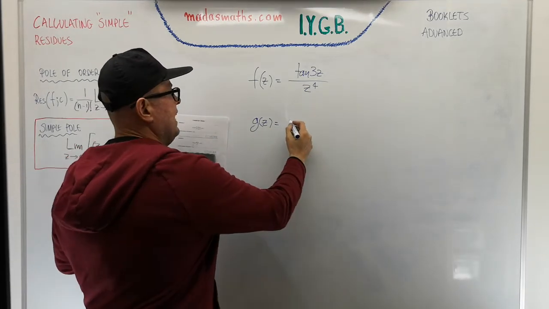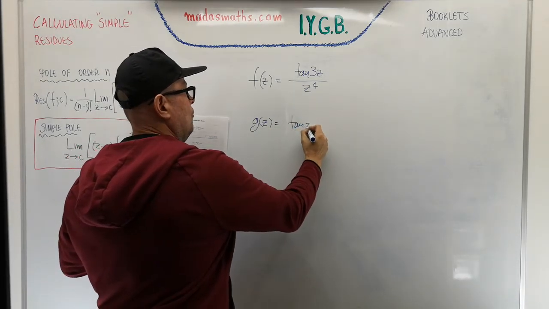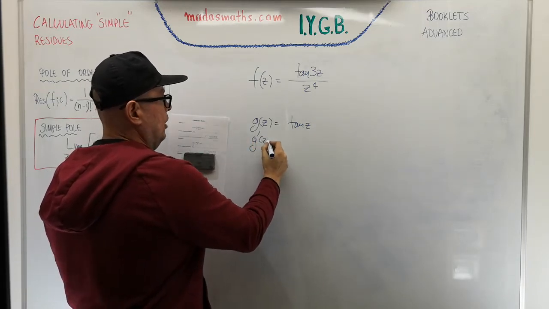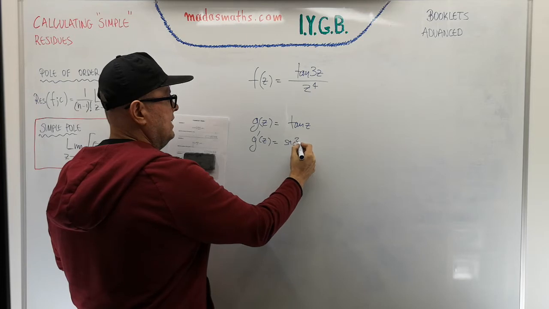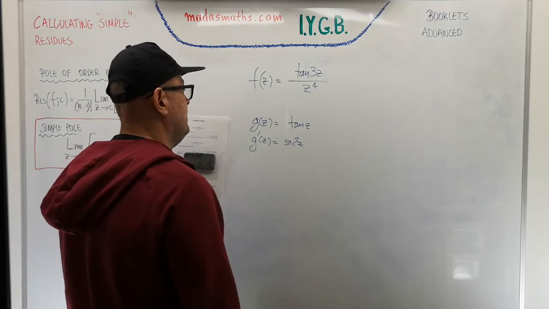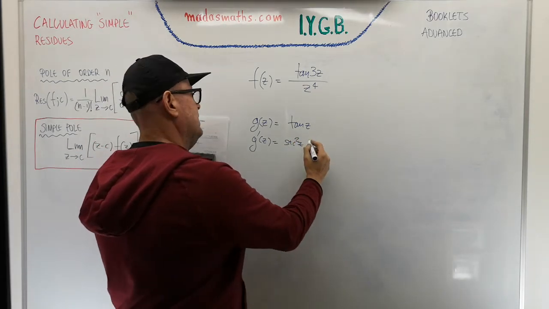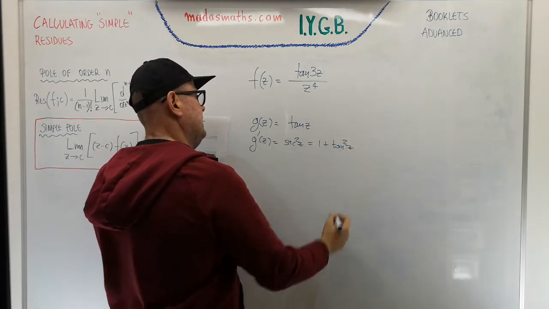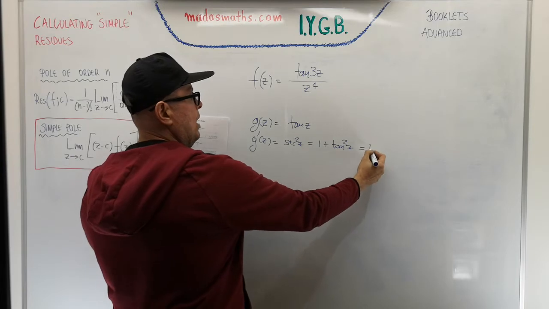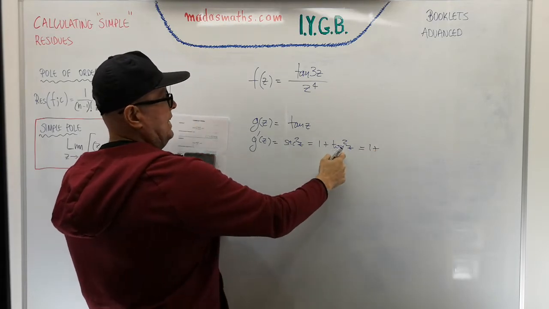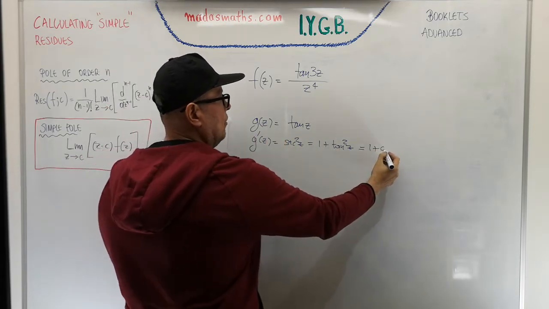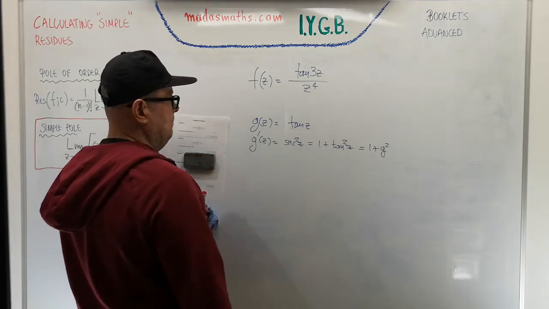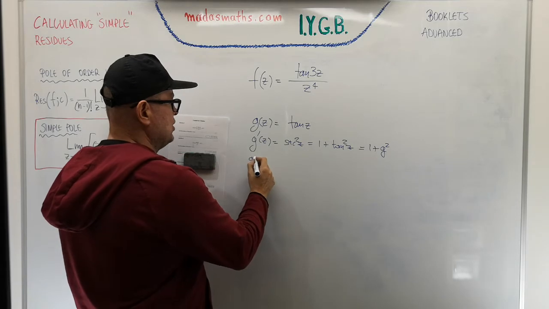G of z is the tan of z. I'm going to differentiate it. So g dash of z is sec squared z. I wish I remembered the expansion now. Sec squared z, which is 1 plus tan squared z, identity, which is now 1 plus g squared, where I'm just dropping all these arguments.